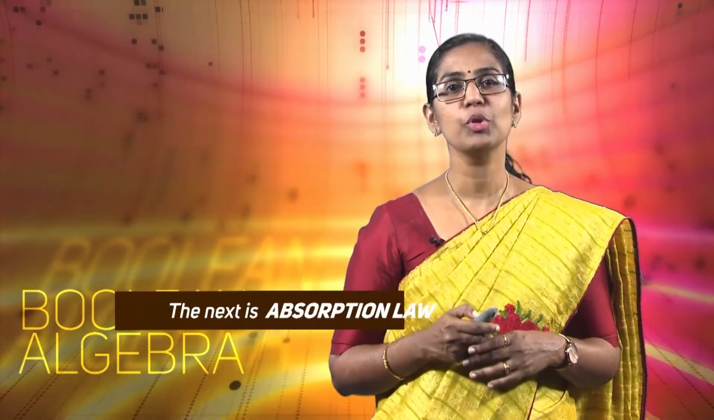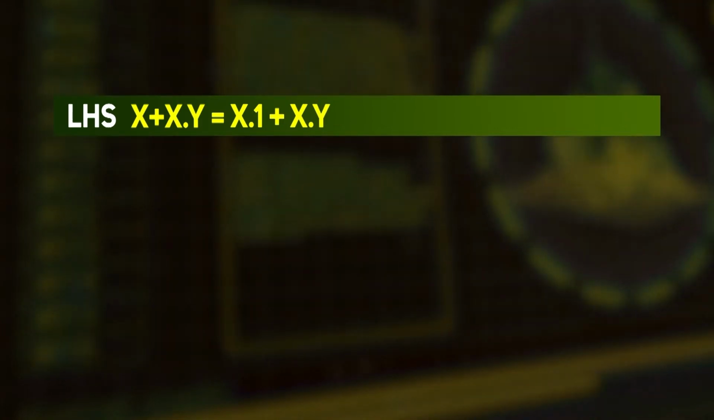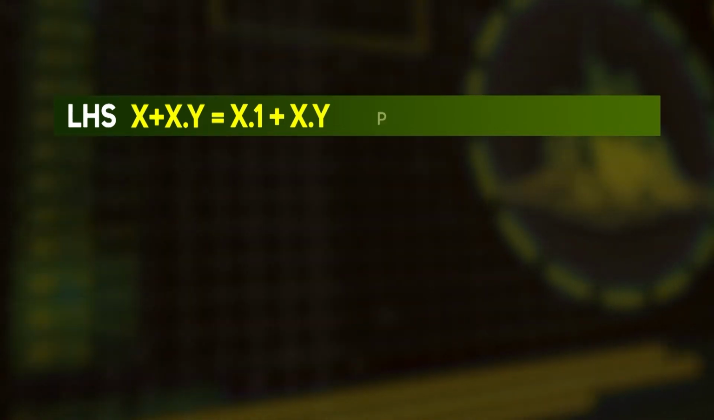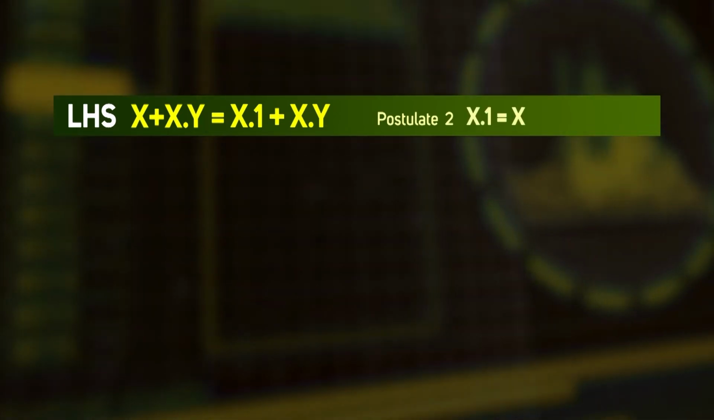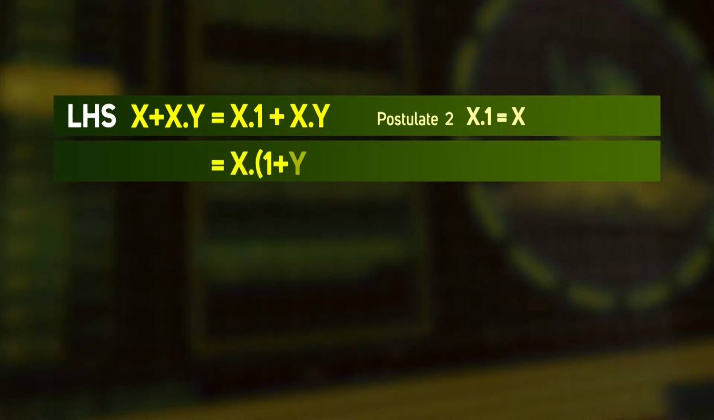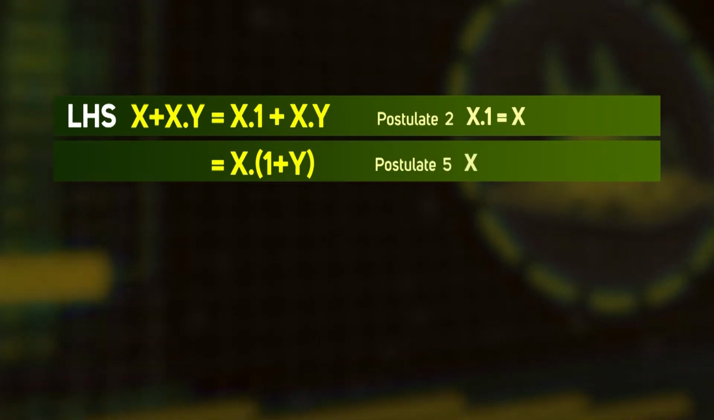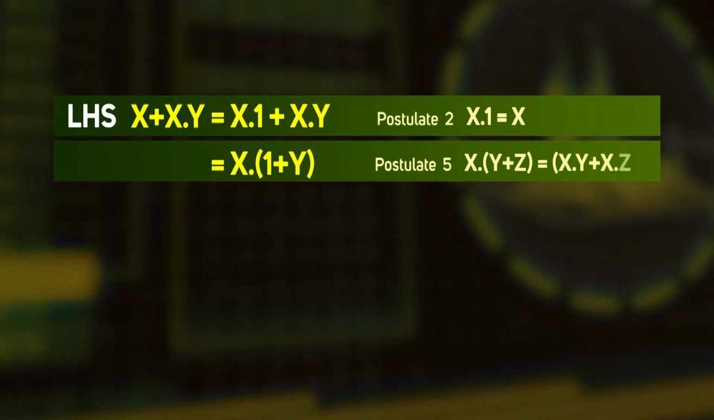The next is the absorption law, which states that x plus x dot y equal to x. Let's try to prove this. x plus x dot y is equal to x dot 1 plus x dot y. This is by postulate 2, which says x dot 1 equal to x, and this expression can again be written as x dot 1 plus y by postulate 5, x dot y plus z equal to x dot y plus x dot z.